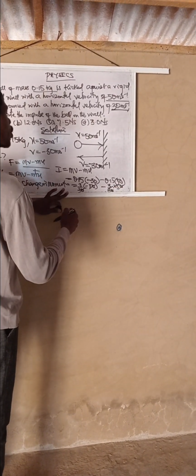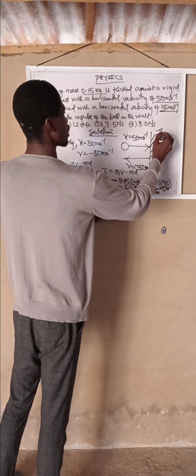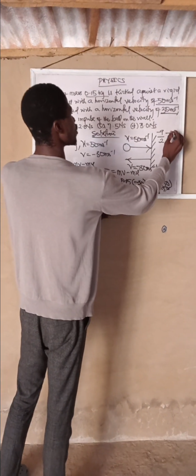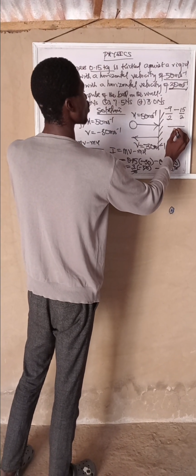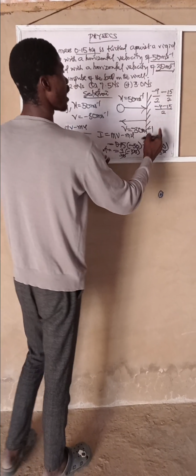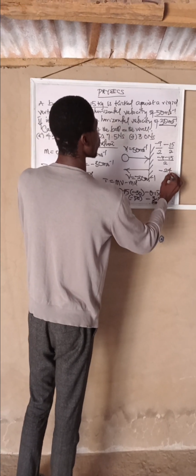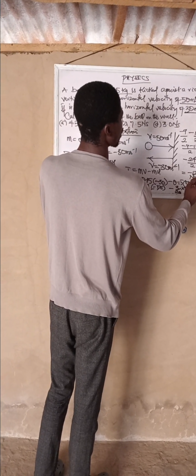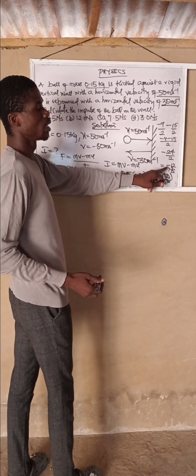The 0 cancels the 0 here. So 3 times minus 3 will give us minus 9 over 2. Then minus, 3 times 5 gives us 15, so 15 over 2. So let's find the LCM, which is 2. That gives us minus 9 minus 15, which will give us minus 24 over 2. So the answer gives us minus 12 newton seconds.